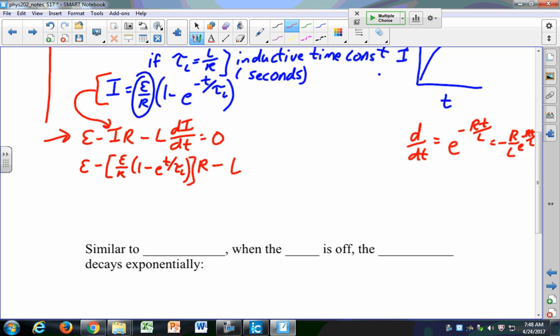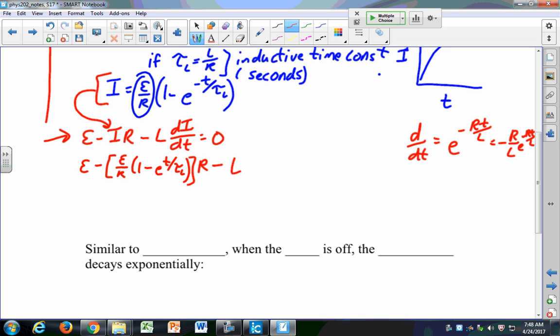But when I take the derivative of this exponential function, all I do is take the derivative of the exponent with respect to t, which is just minus R over L, and I pull that out, and then the exponential function just stays the same, the exponential part of that derivative. All right? So that's how I find the derivative of that.